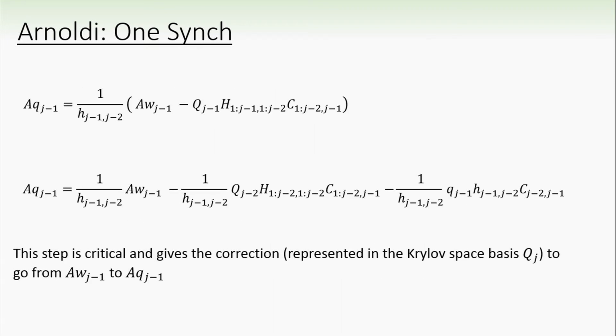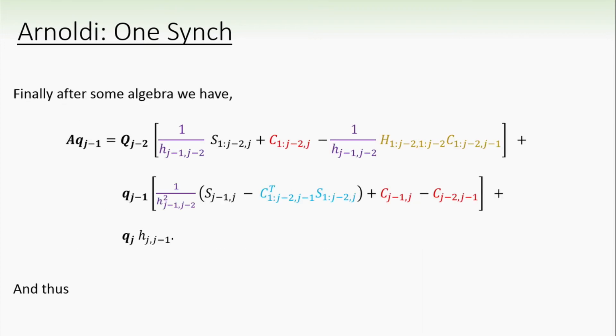So here is how we define AQJ minus 1. And expanding it out, we see we have almost a representation within the Q basis besides this, but we just spent all that work unrolling what AWJ minus 1 is. So now we can just input that and simplify it a little further, which is where we get this. So having this in this form immediately gives us the representation of what that Hessenberg matrix should be.